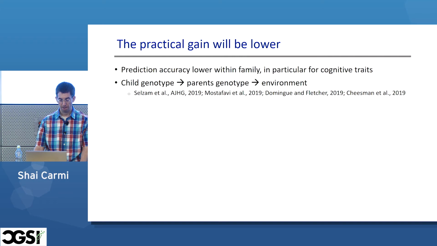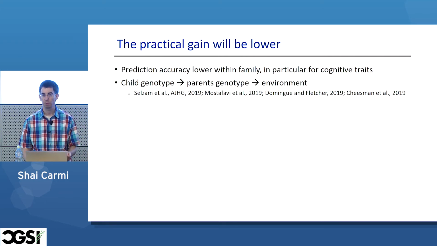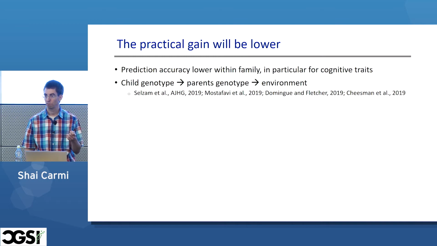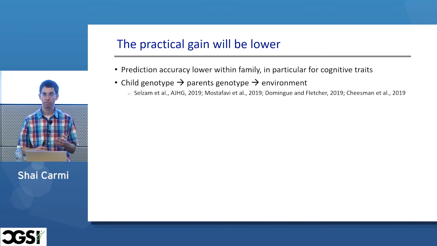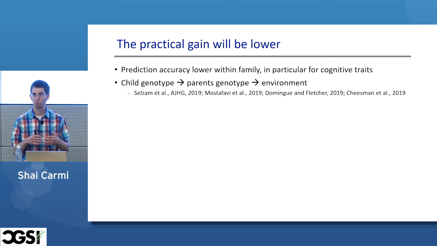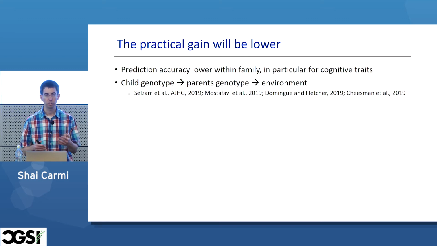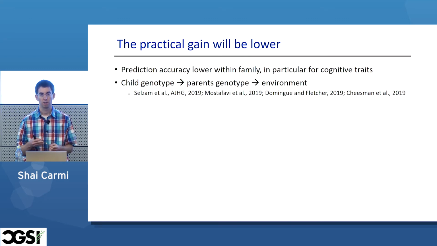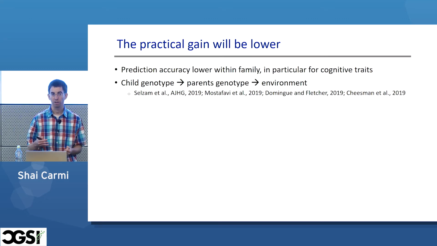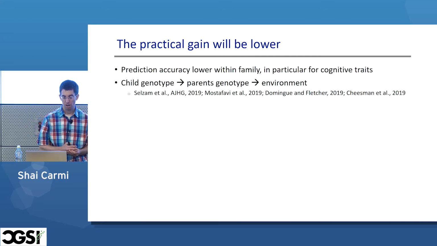The idea is that the genotype of the child is correlated with the genotypes of the parents, and the genotypes of the parents are correlated with the environment that the parents provide to their children, right? Because let's say the parents have the genes for high intelligence, then it is likely that they will invest in the education of their children, and so on.